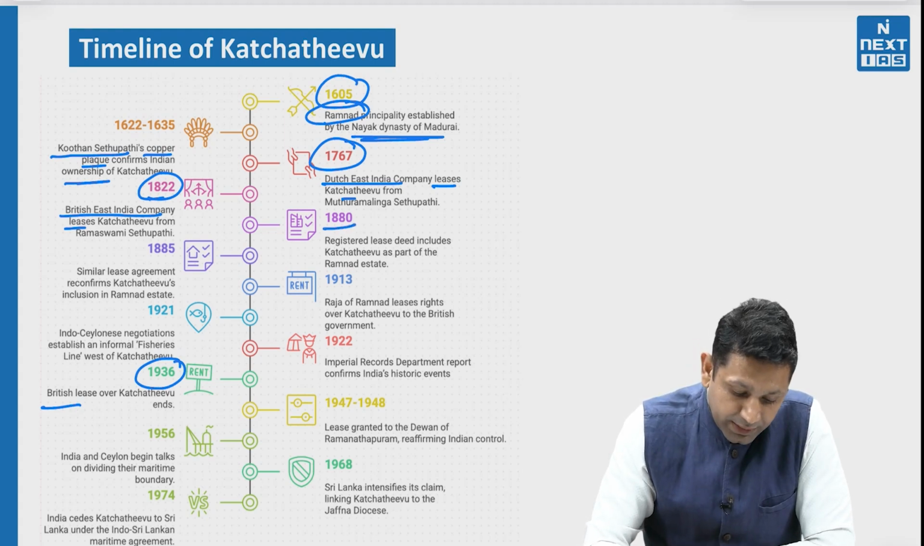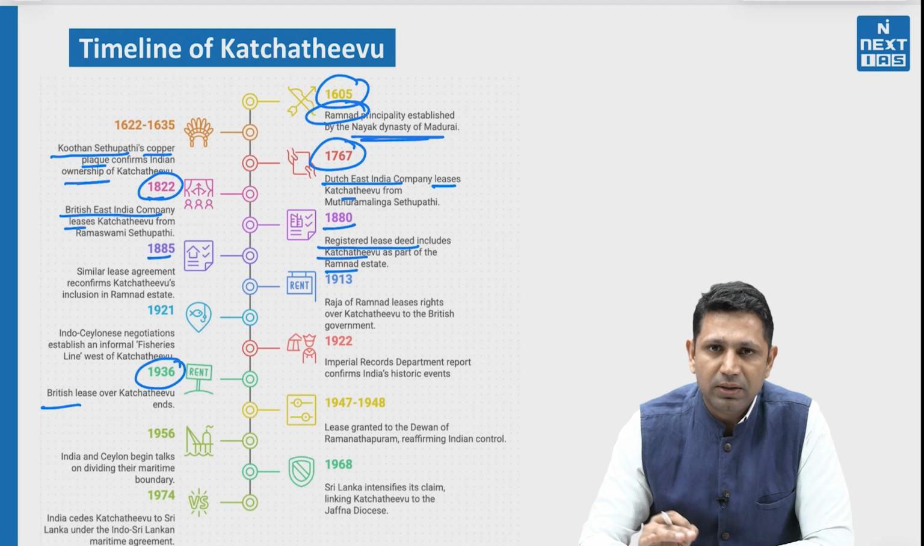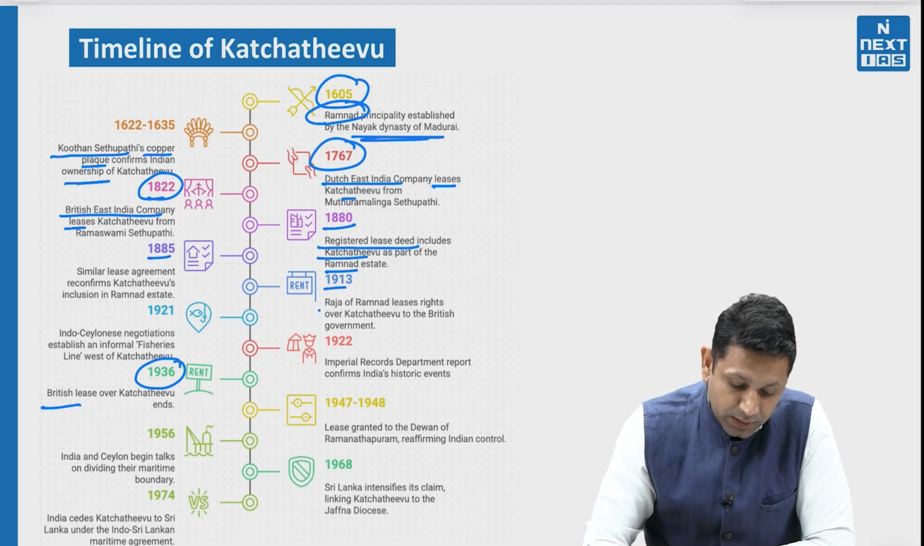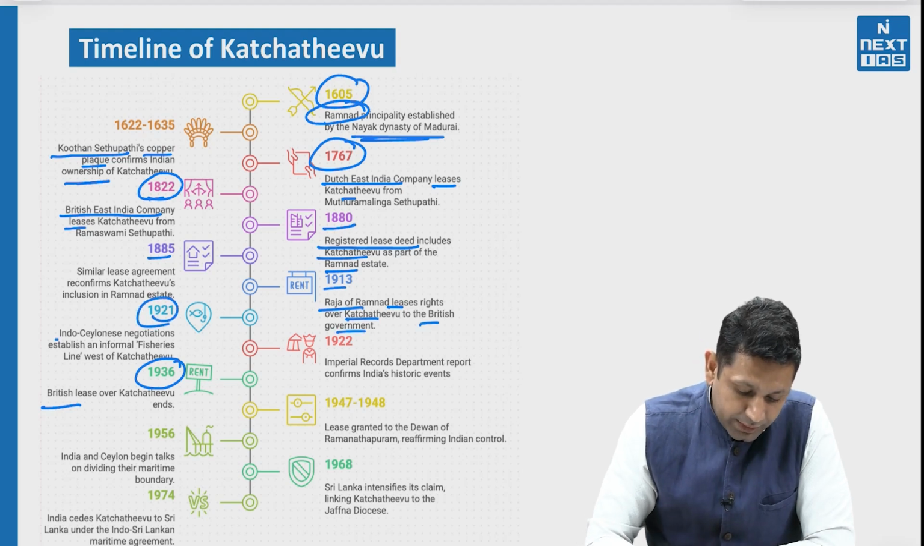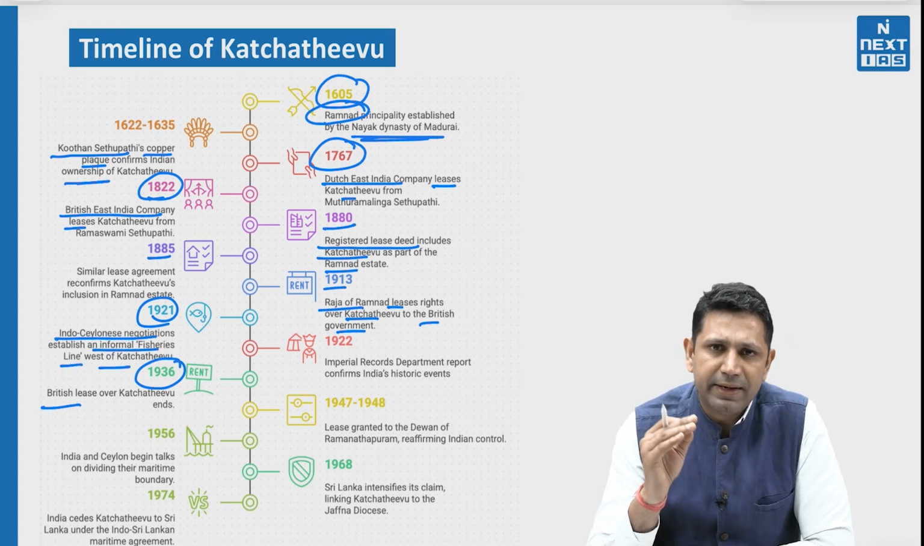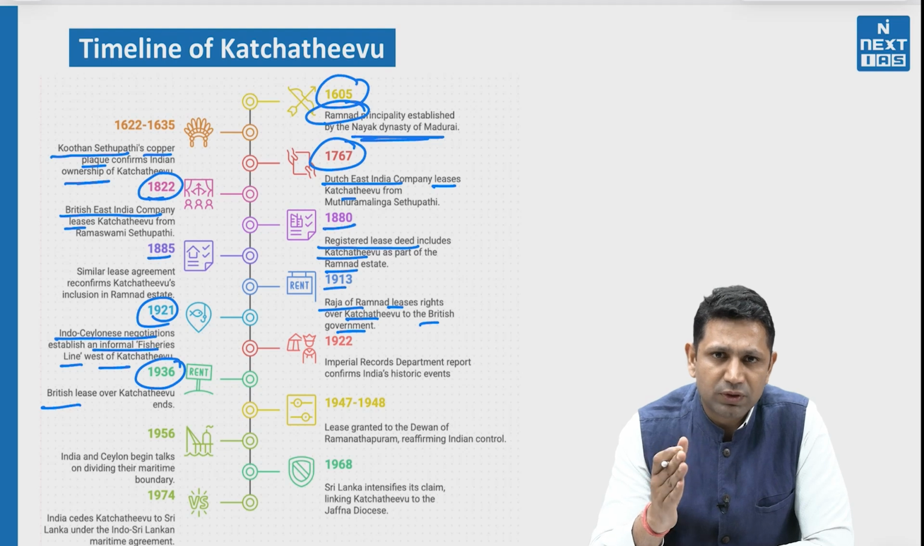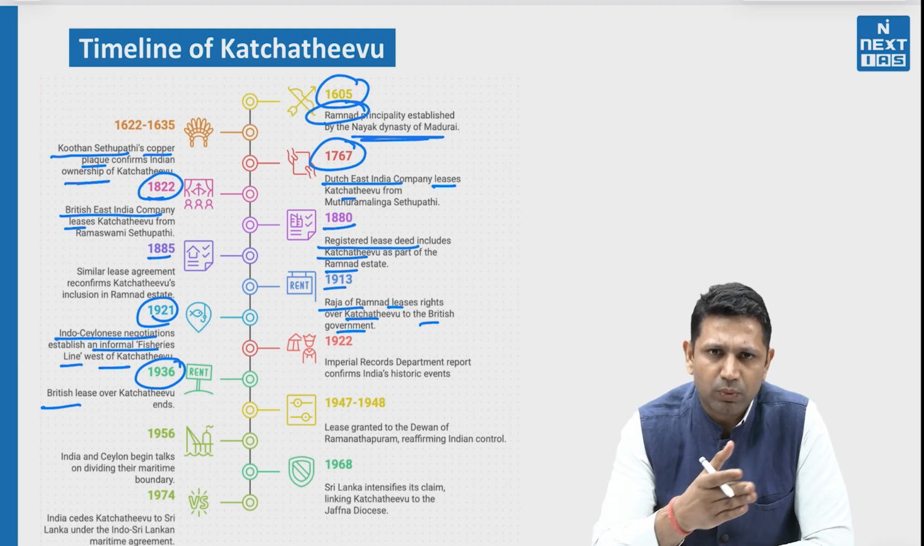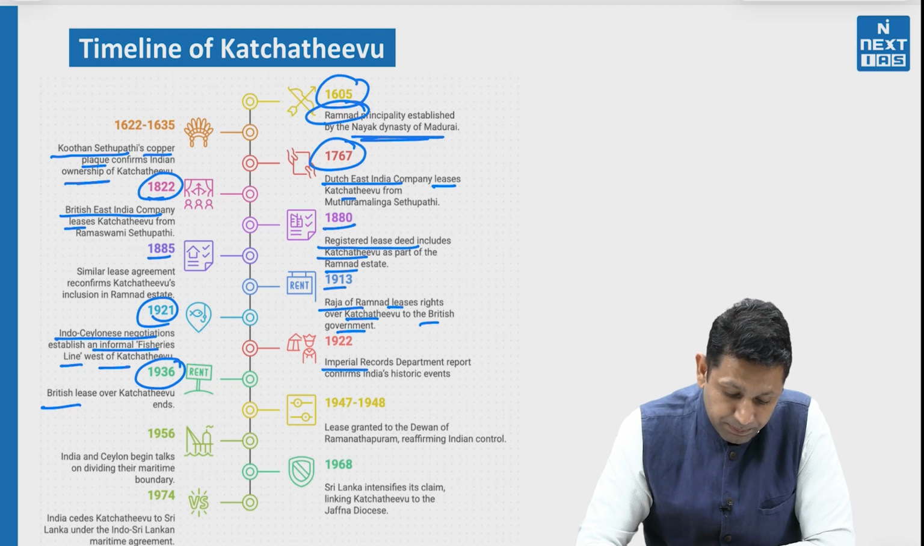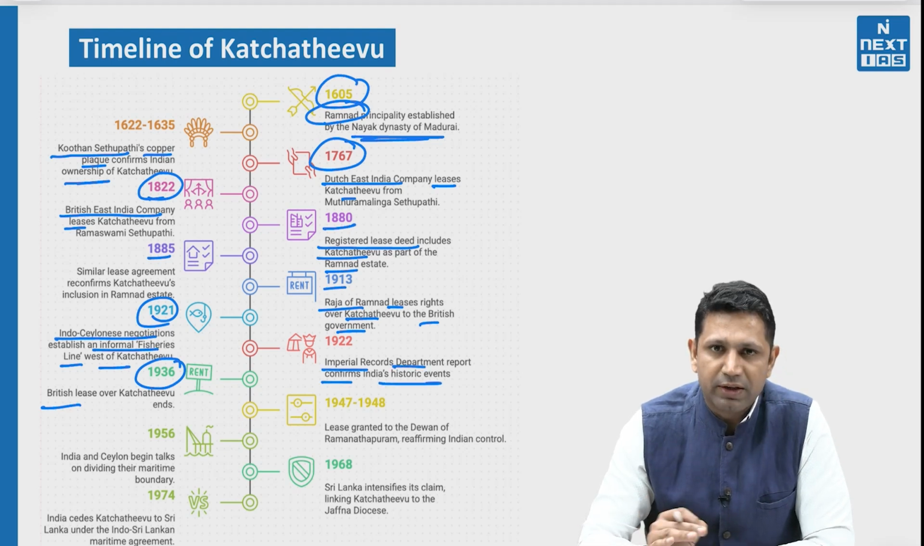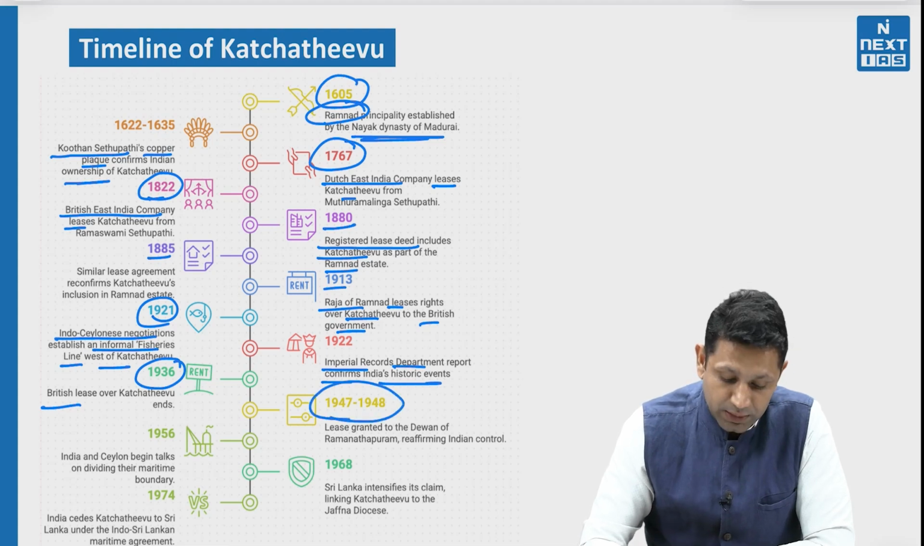Between this, in 1880 and 1885, there were registered lease deeds which include Katchatheevu Island as a part of the Ramnad estate. In 1913, the Raja of Ramnad leases the right over Katchatheevu Island to the British government again. In 1921, Indo-Sino-Lease negotiations established an informal fishing line west of Katchatheevu Island. That means it was towards the Indian side. Then in 1922, the Imperial Records Department reported, confirming India's historic claims. Then in 1947-48, a lease was granted to the Diwan of Ramanathapuram, reaffirming India's control.